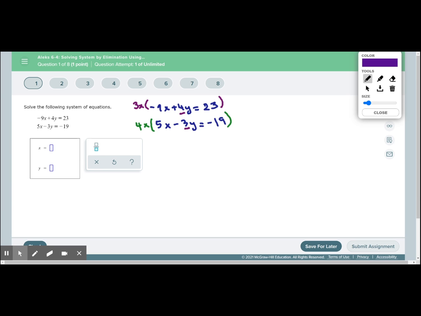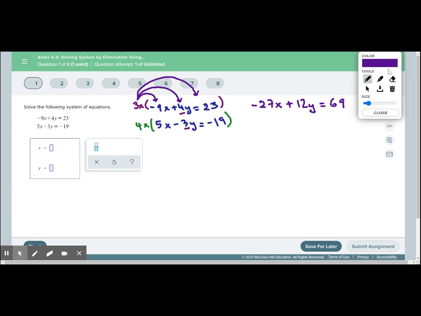So 3 times negative 9, make sure you multiply all the way through for all three terms. 3 times negative 9 is negative 27x. 3 times positive 4 is positive 12y. And 3 times 23 will be 69. Make sure all your calculations are correct and also the signs are correct.